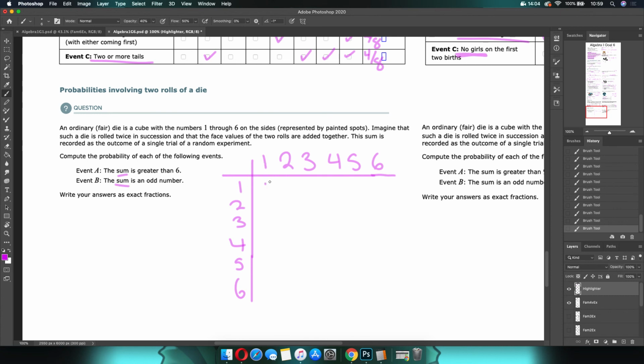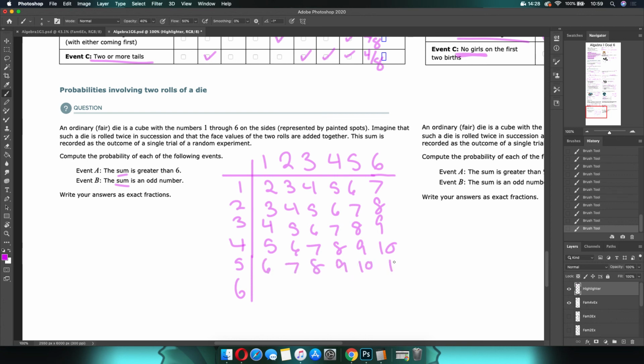So 1 plus 1 is 2, 3, 4, 5, 6, 7, 8. Yeah, good job, Mr. Blanc. 3 and 1 is 4, 5, 6, 7, 8, 9. 4 and 1 is 5, 6, 7, 8, 9, 10. 5 and 1 is 6, 7, 8, 9, 10, 11. And then 7, 8, 9, 10, 11, 12. That's what we're looking for here.